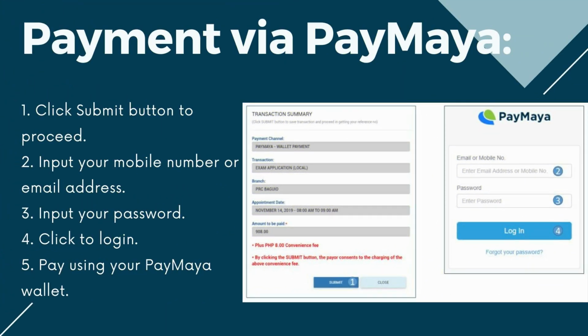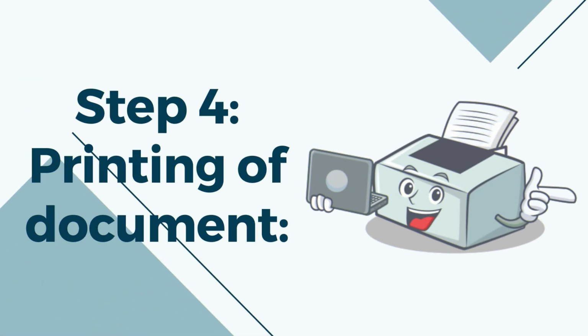Payment via PayMaya. 1. Click Submit button to proceed. 2. Input your mobile number or email address. 3. Input your password. 4. Click to log in and pay using your PayMaya wallet. Step 4. Printing of documents.